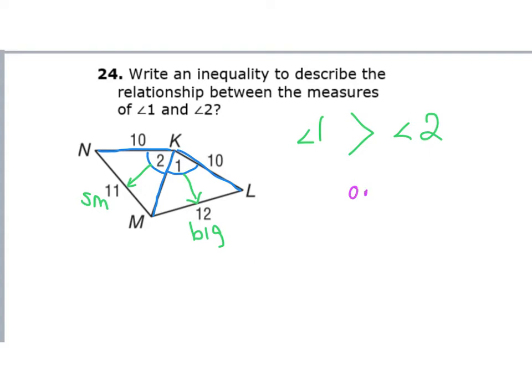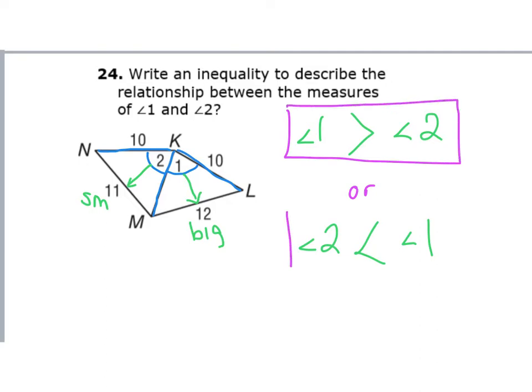Or we could say that angle 2 is less than angle 1. Either way you want to say it, angle 1 is greater than angle 2, or angle 2 is less than angle 1. 25.